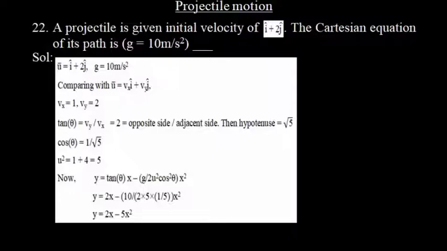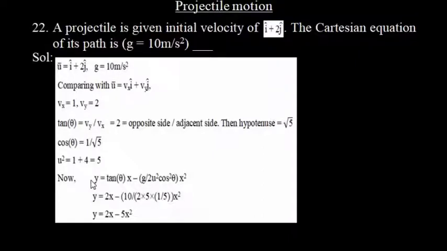The meaning is, 2 is opposite side by adjacent side, that is 2 by 1. Then the opposite side is 2, adjacent side is 1. Then we get hypotenuse as root of 2 square plus 1 square, that is root 5. Then cos theta becomes adjacent side divided by hypotenuse. Adjacent side is 1, divided by root 5, so cos theta is 1 by root 5. Then u square is 1 square plus 2 square, that is 1 plus 4 equal to 5. We get u square as 5.